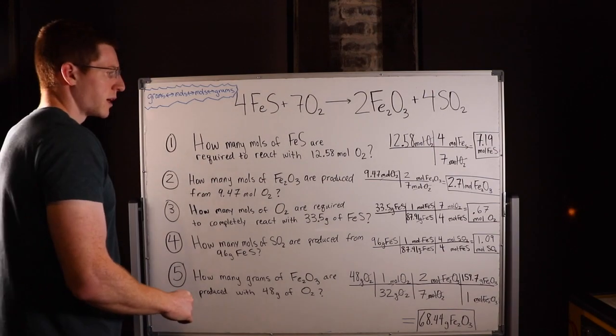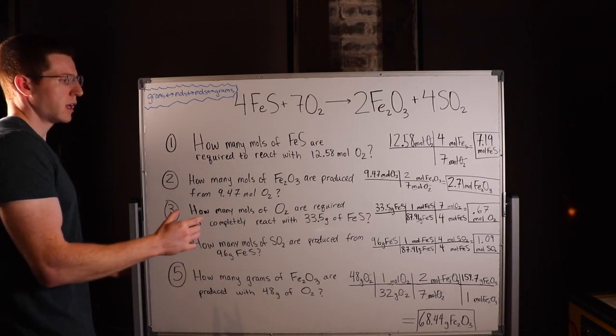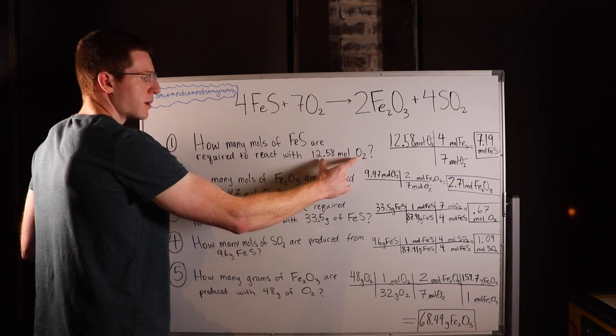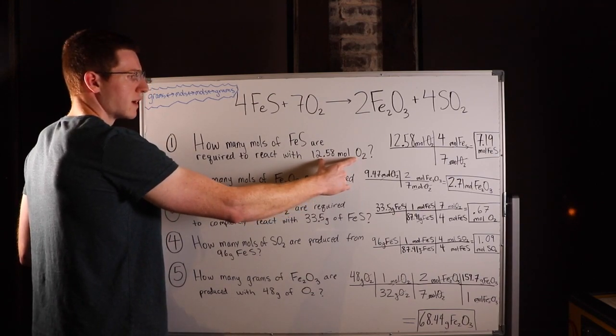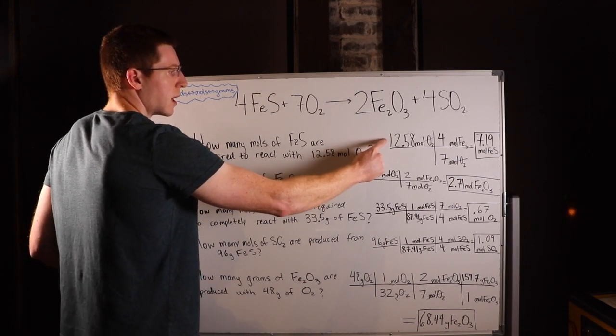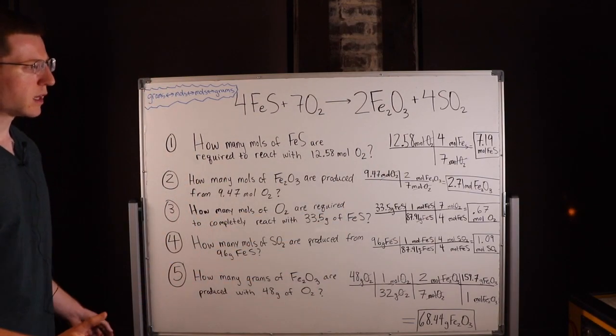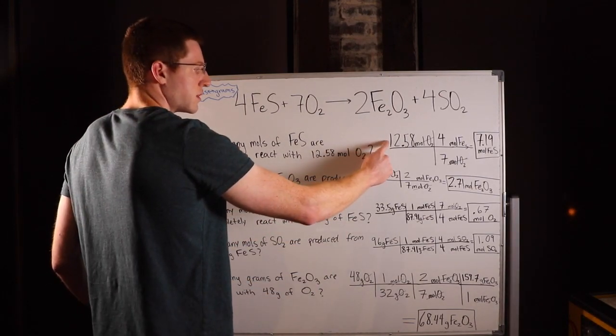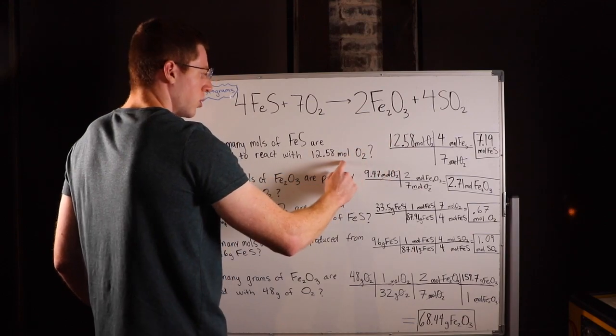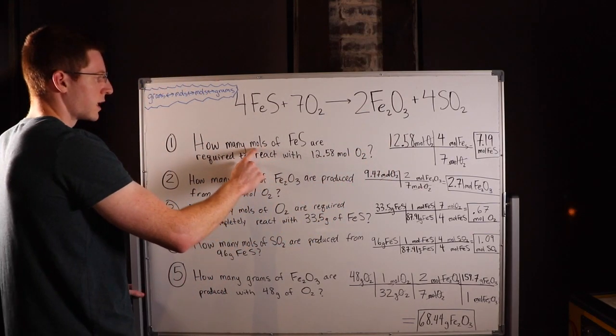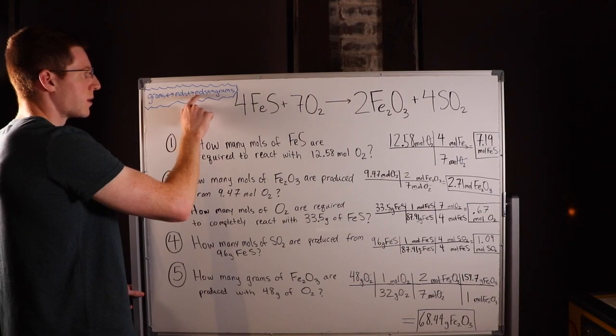So what information are we given to begin with? Well, you always take the number that they give you, 12.58 moles of O2, and you put that on the top left of your table. So we put that up here, and then we have to think about, okay, we're at moles, and we want to get to moles, right? So we just have to take one step.